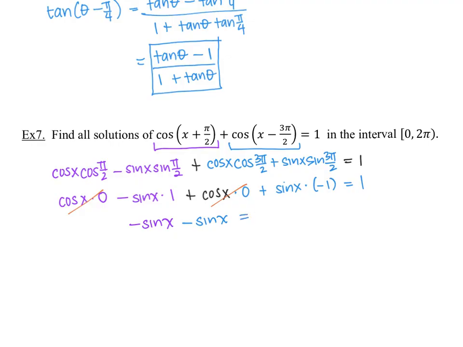And I'm going to bring down the equals 1. So after all that, I have negative 2 sine x equals 1. Sine x equals negative 1/2. Am I restricted? Yes, I'm only going from 0 to 2 pi. So after all that, my solutions are going to be 7 pi over 6 and 11 pi over 6.